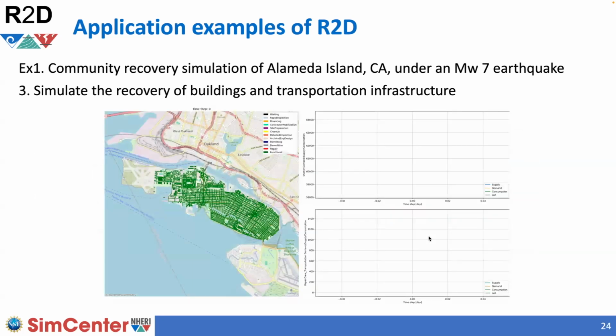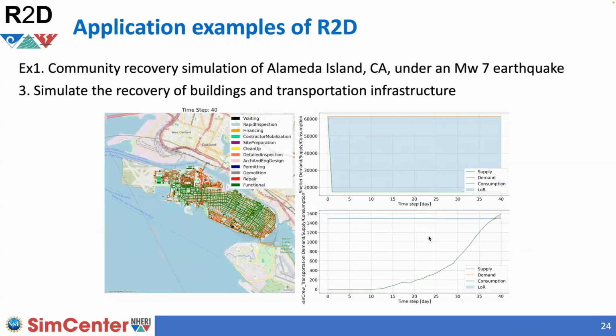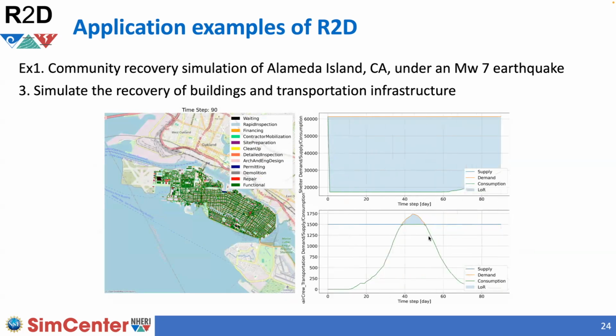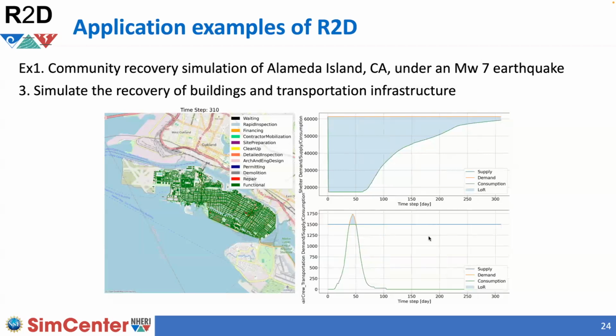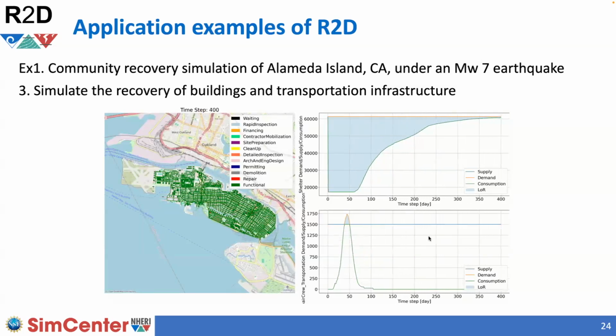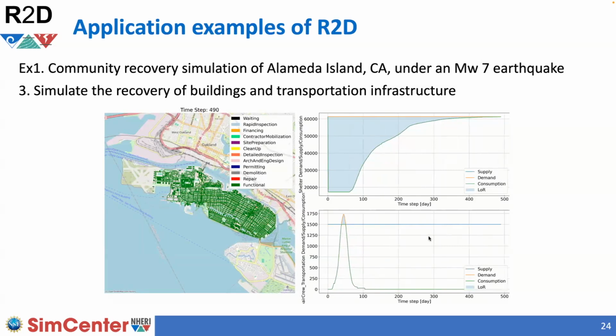And this plot is the status of all the infrastructure components at different time steps after this earthquake event. I'm just showing this to show you that we have a very high resolution simulation of the status of all the infrastructure along the recovery process. And this generates a lot of data, and you can do a lot of post-processing and study many interesting effects in community resilience. So that concludes the first example I want to show you.